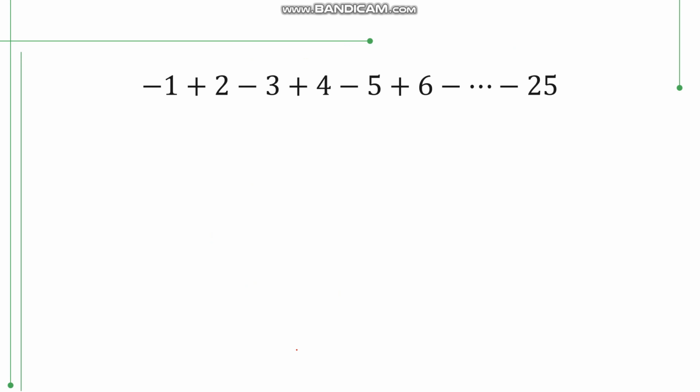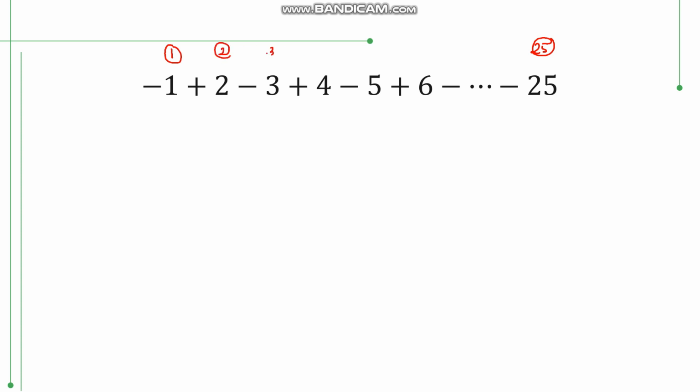Next, let's have this: -1 plus 2 minus 3 plus 4 minus 5 plus 6 minus, up to minus 25. So again, we have to identify the general term here. You have to be observant with the numbers or the terms that we have. As you can see, it's just 1, 2, 3, 4, 5, 6, up to 25. So this is our first term, so 1 will be our lower bound. And there are 25 terms, so that means our upper bound is 25.